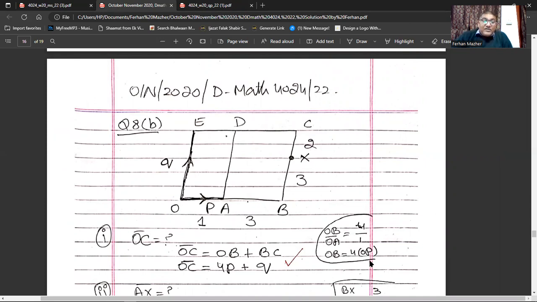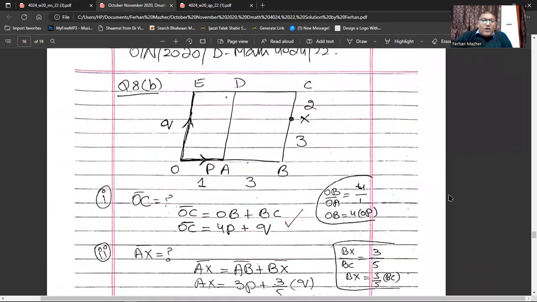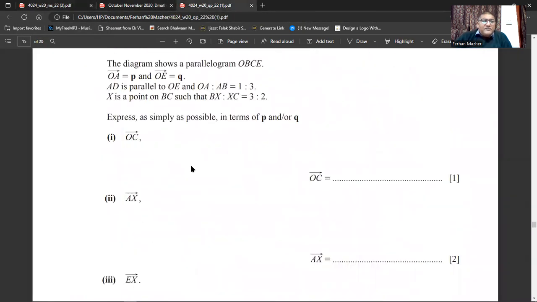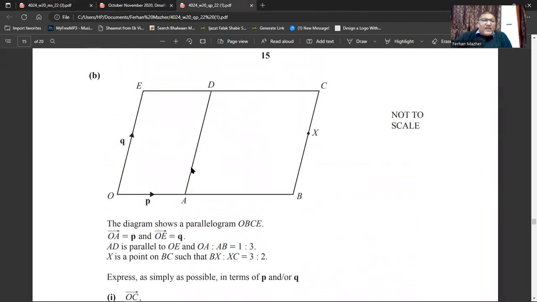You can see I have shown here how I found the OB. This OB is 4 times P. So my answer is 4P plus Q. 4P plus Q is the right answer, sir. Then they want me to find AX. From A, I want to go to X. So from A, I will go to B. From B, I will go to X.